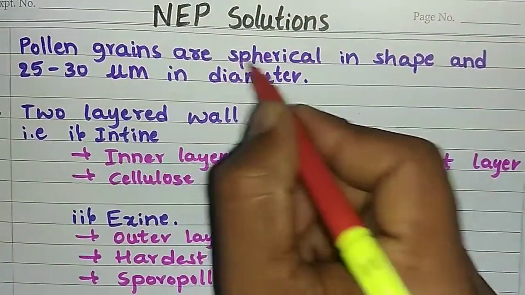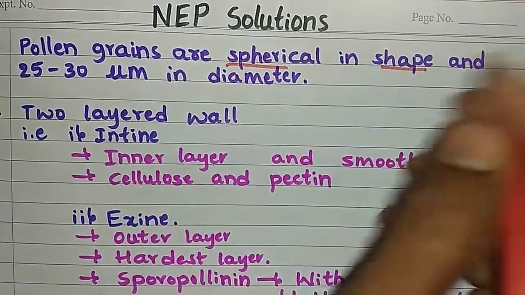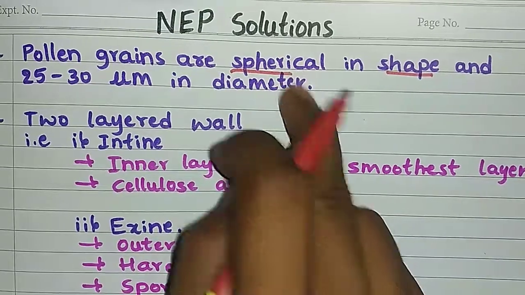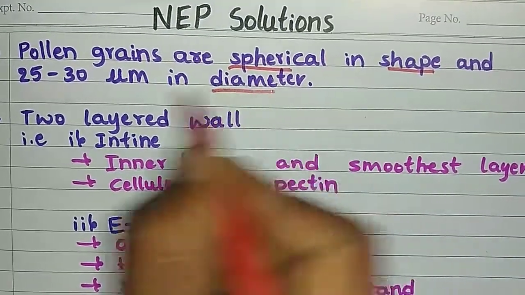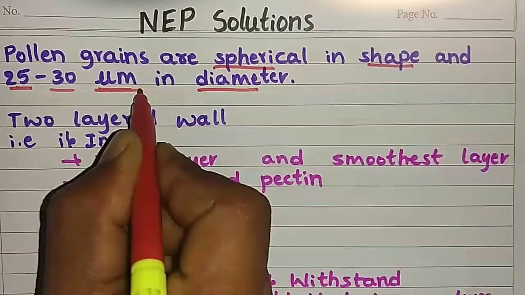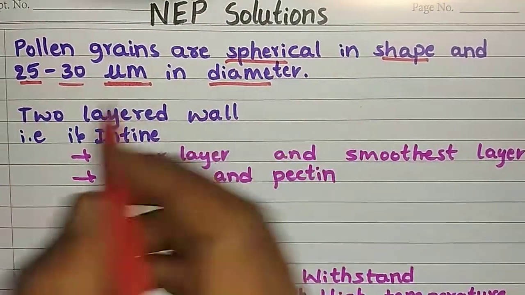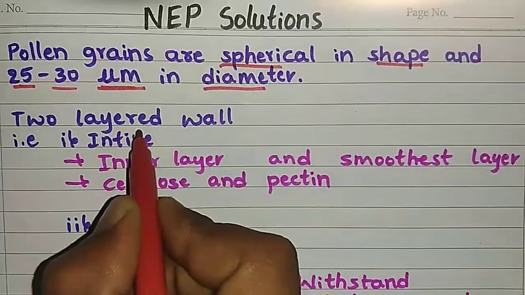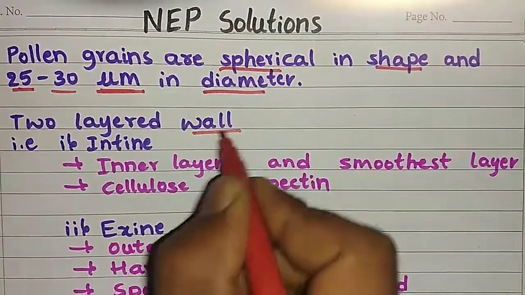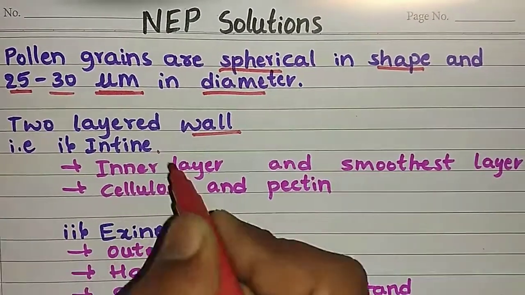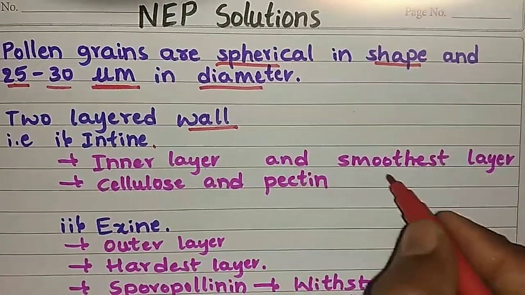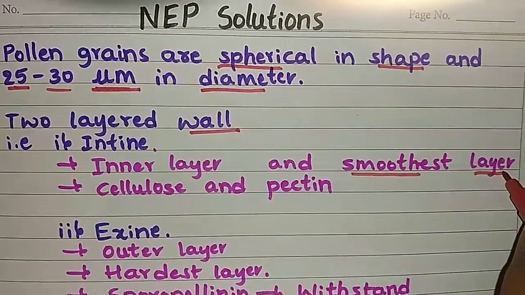Pollen grains are spherical in shape, and they have a diameter of 25 to 30 micrometers. It is very important. And next, pollen grain has a two layered wall. One is intine. Intine is the inner layer and it is the smoothest layer of the pollen grain.